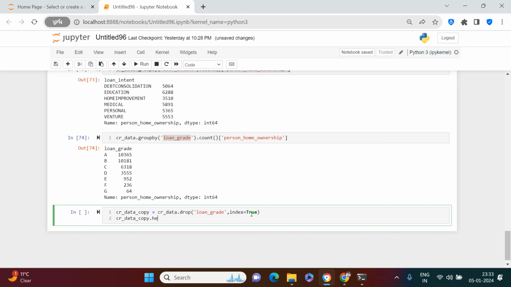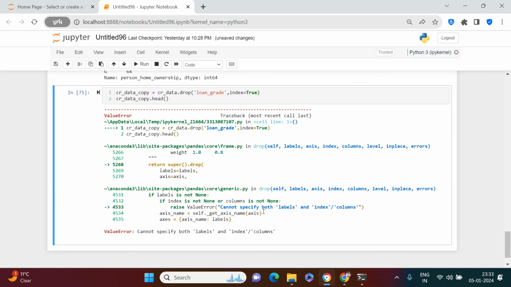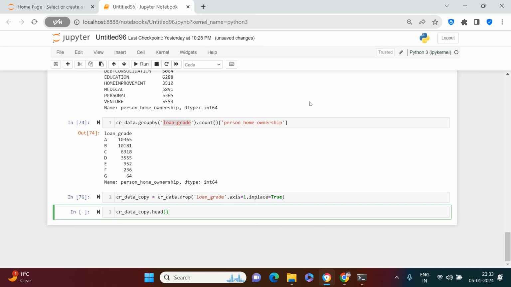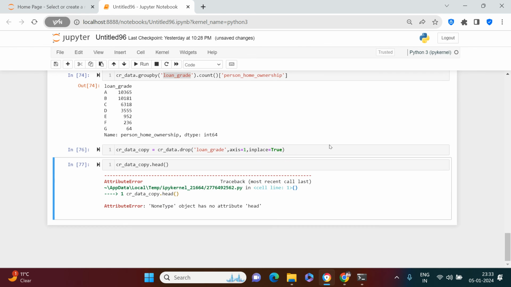Okay, something went wrong. Levels index column. Okay, index. Why did I write index equals to? I should say inplace equals to true. But first let me say this, inplace equals to true. Okay, let me remove it from here. Done. NoneType object has no head, so it has removed everything, is it?